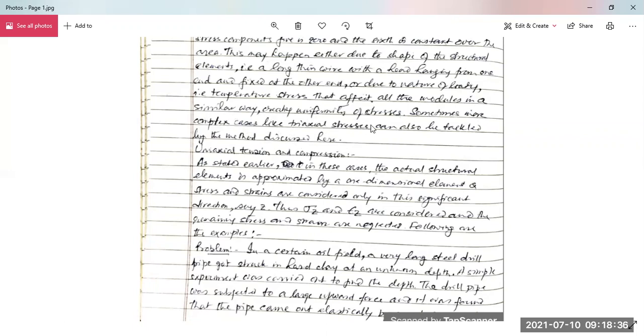So what will happen? The delta L, the elongation or contraction of the pipe, will be given by P into L by A into E, or P by AE multiplied by L, where L is the length of the pipe from ground level to the clay bed, P is the load, A is the area of the pipe, and delta L is the contraction which takes place as the drill is stuck in the mud. So we have the equation delta L by L is equal to P divided by A into E.